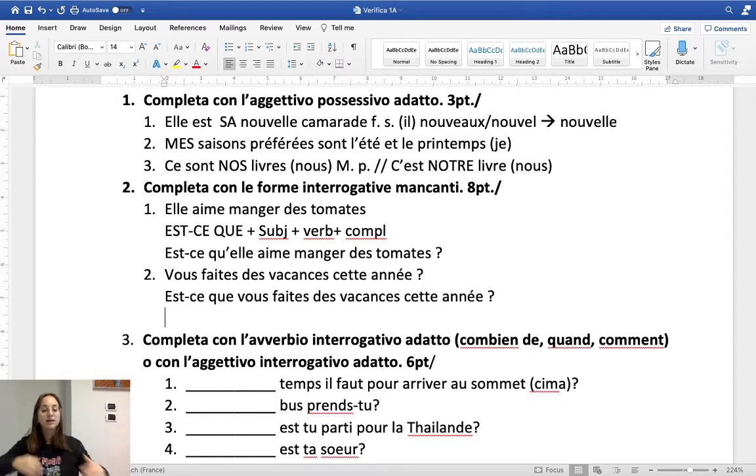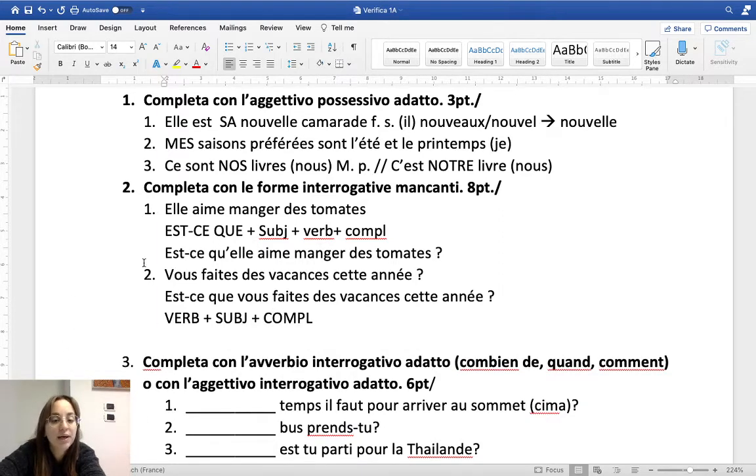Now we can start to learn the third way to do a question. The third way is to change the order of the subject and the verb. So we know that in a normal sentence we have subject and then the verb. For the third way of doing our question, we need to put the verb first, followed by the subject, followed by the complements.